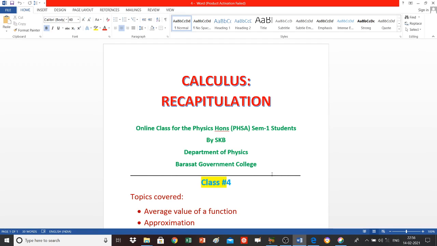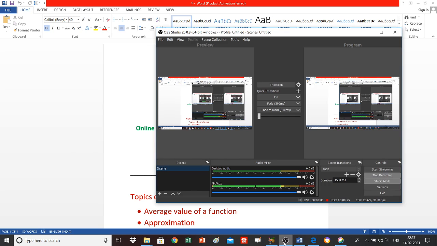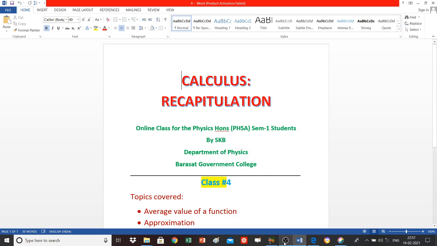Dear students, this is the fourth class on the chapter Calculus Recapitulation, and in this class we will be discussing the average value of a function and approximation. That is the approximation method to find out the value of the function. First of all, we are going to discuss the average value of a function.